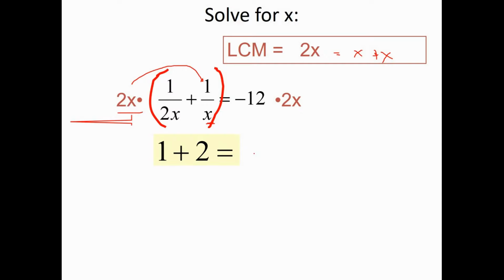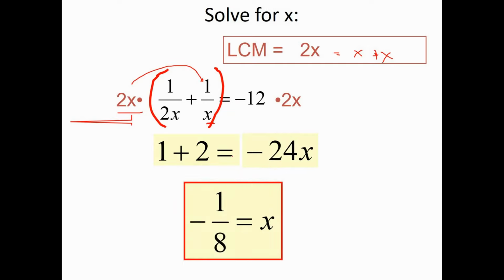While on the right side of the equation, negative 12 times 2x is negative 24x. Tapos, ang gagawin is i-add 1 plus 2 is 3. Tapos, i-divide both sides by negative 24. Negative 24x over negative 24, madi-divide, magiging 1. So, negative, i-move. So, negative 3 over 24 is equal to 1 over 8. So, that's why the answer is negative 1 over 8 is equal to x.